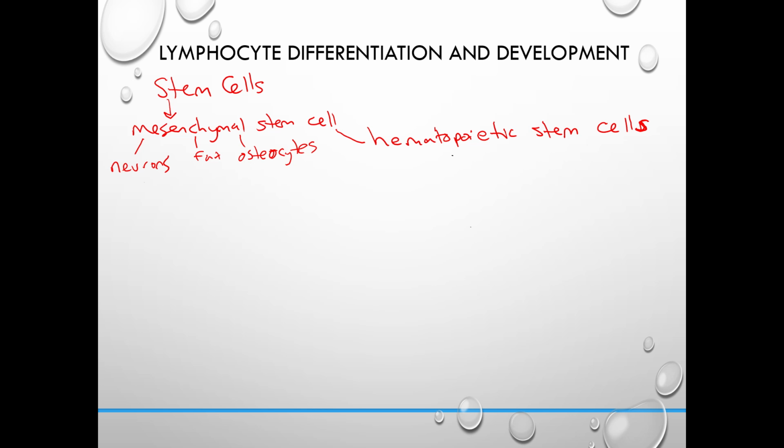And from here, there's different lineages that they can go on. But eventually, there's the red blood cell lineage, the white blood cell lineage, and then from white blood cells, they either become the granulocytes or the monocytic or the lymphocytic. And from the lymphocytic, they can become a variety of lymphocytes, so natural killer cells, T cells, B cells. And we're going to focus on T cells and B cells.